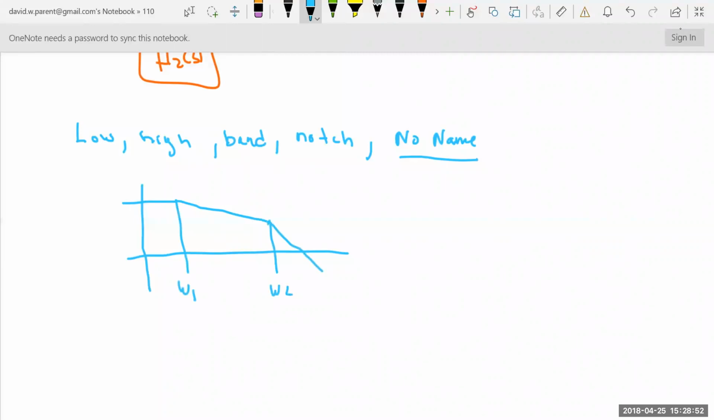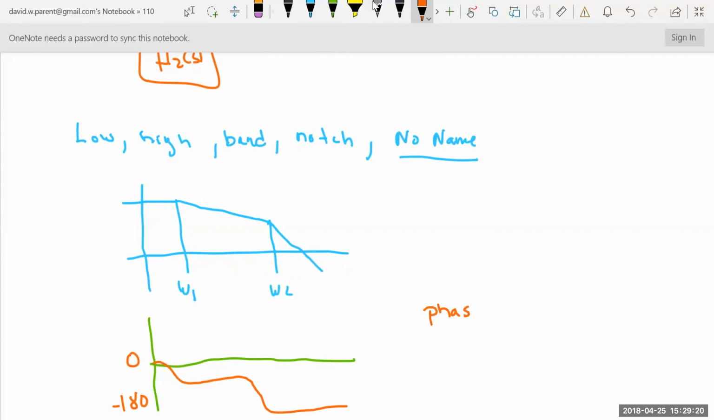Where I'm not even looking at the phase, but phase can really help. All right, so this looks like a low pass filter, and the phase is going to go down, from 0 to minus 180. So, low pass, right?